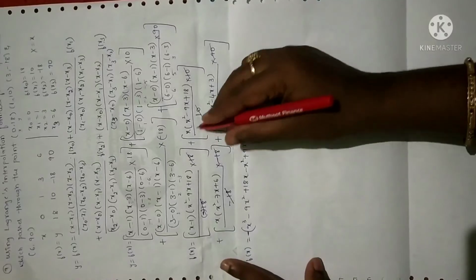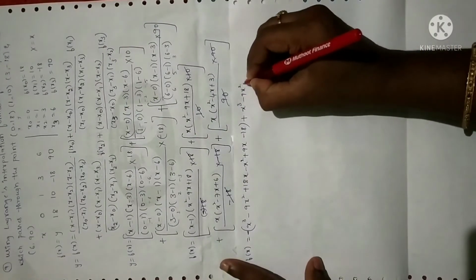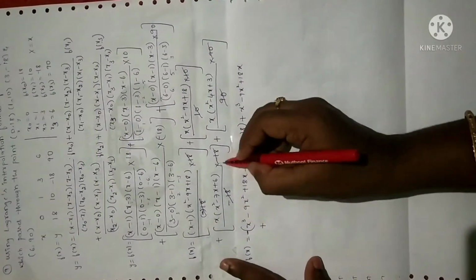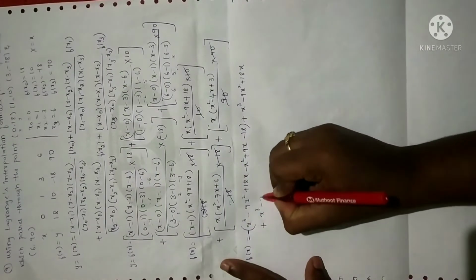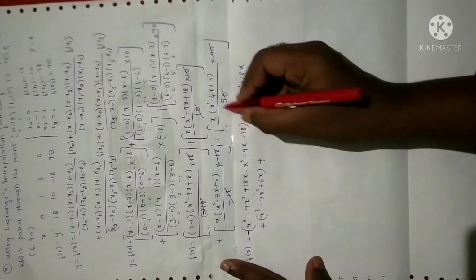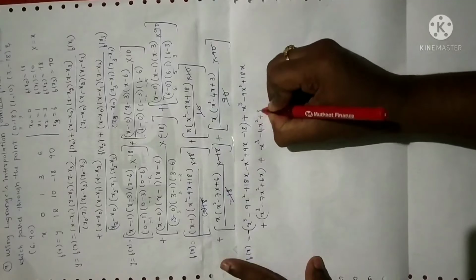Next plus, let me multiply this inside, so x into x square, x cube, minus 9x square plus 18x. Next this term plus, anyhow minus minus get cancelled here, so x into, I am going to multiply, x cube minus 7x square plus 6x. Next plus, I am going to multiply this: x cube minus 4x square plus 3x.